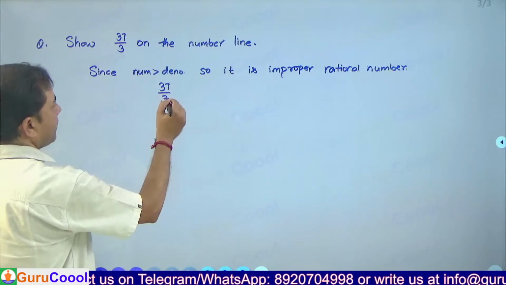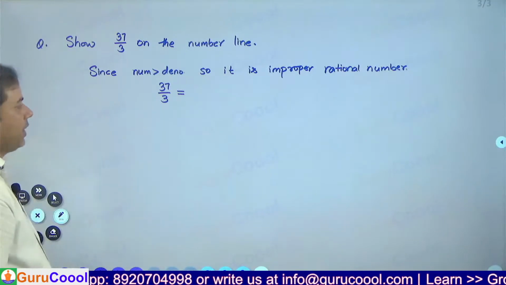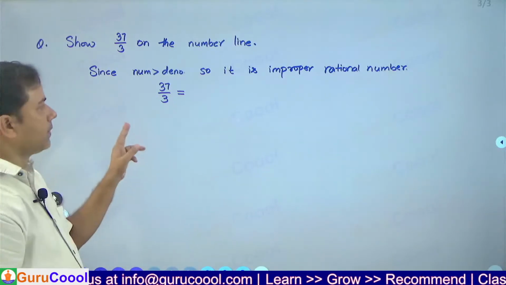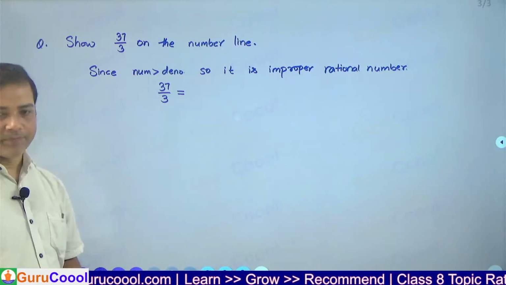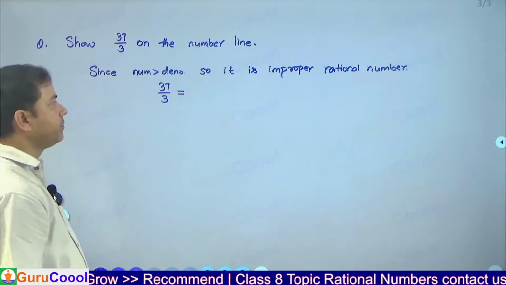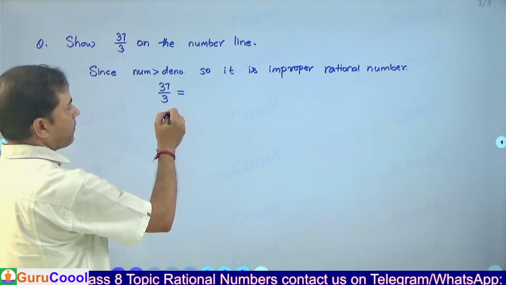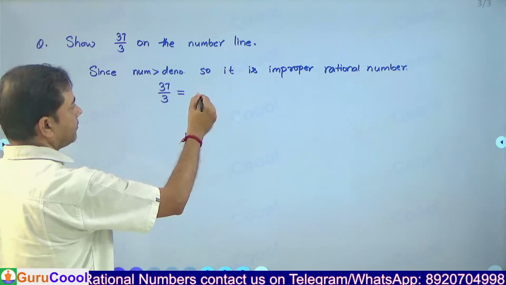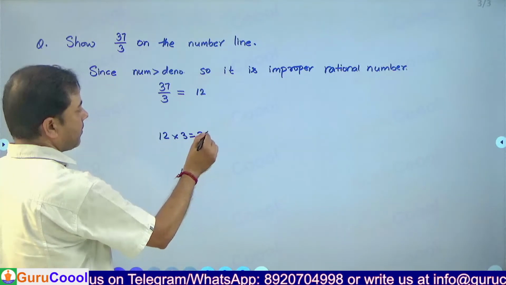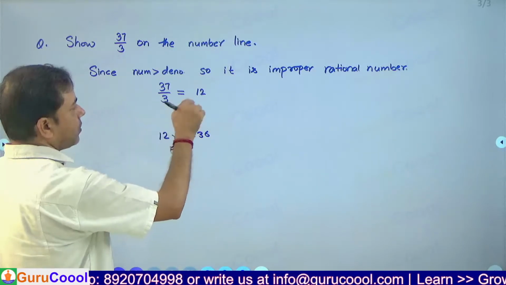37/3 is equal to, let us change it into mixed fraction. We want to know between which two integers this rational number lies. What are the two integers between which this rational number lie? So for that we have to change it into mixed fraction. We know that 12 3s are 36 and this is 37. So just one more than multiple of 3. So 12 and 1/3.